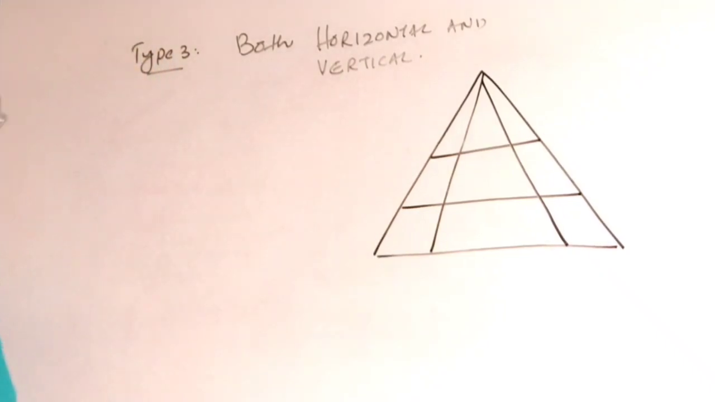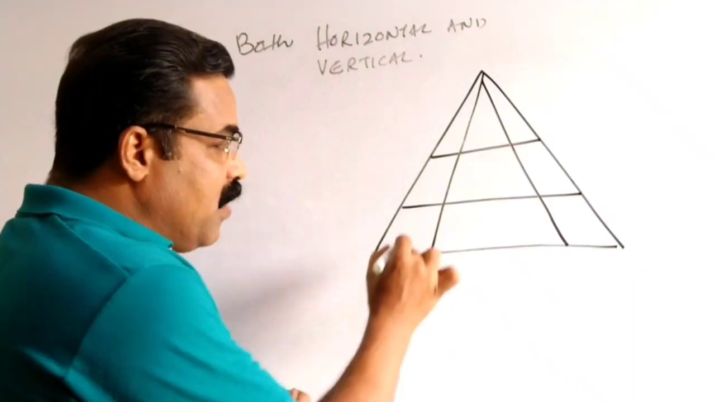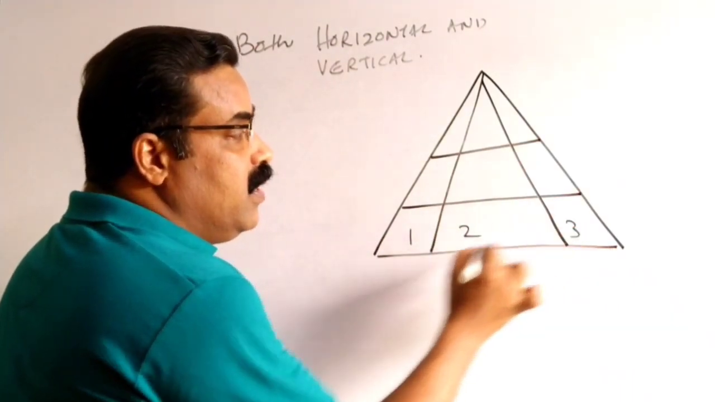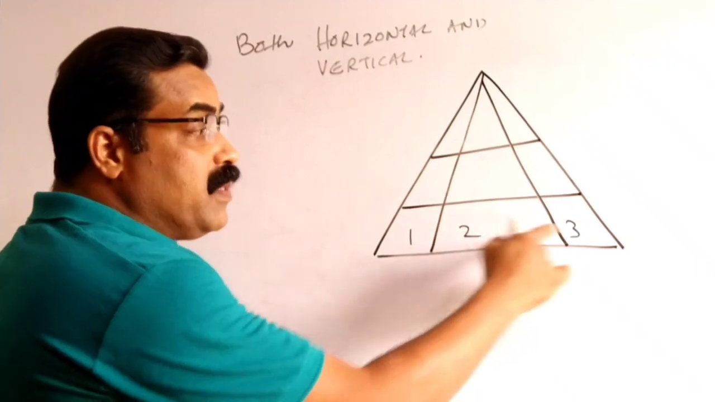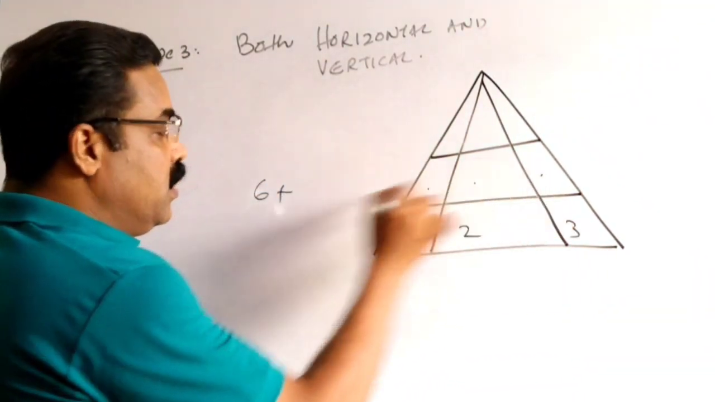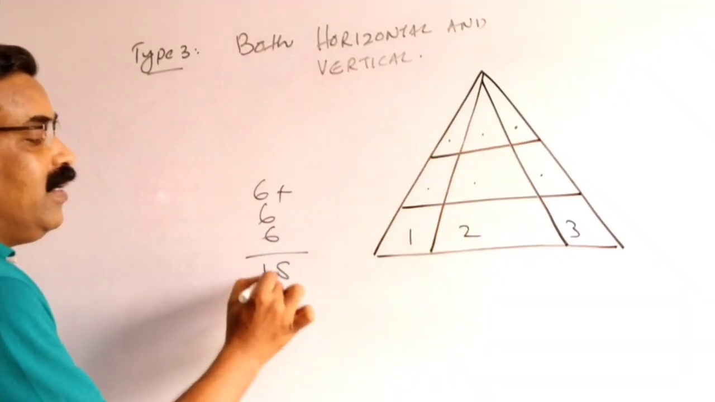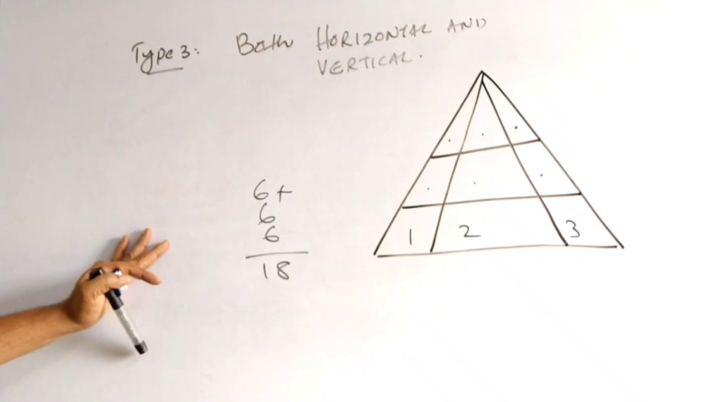How many triangles are there in this figure? So it's very simple. Now you got an idea. You can mark this as 1, 2 and 3. So 1 plus 2, 3. 3 plus 3, 6. So 6 plus 1, 2, 3. Again 6. 1, 2, 3. Again 6. So total 18 triangles are there in this figure.